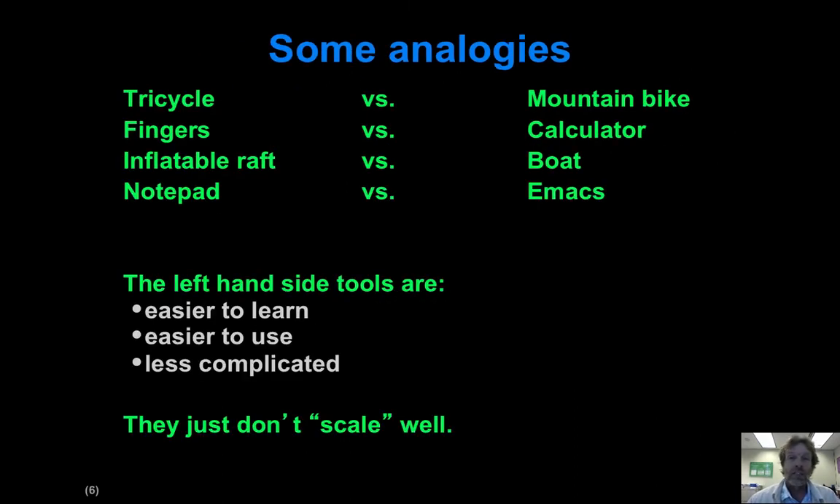So, to sum it up, you've got things that are easy on the left, like tricycles and fingers and inflatable rafts, but on the right you have things that are more complicated, harder to learn, but enable you to do things you simply aren't able to do with the stuff on the left-hand side.